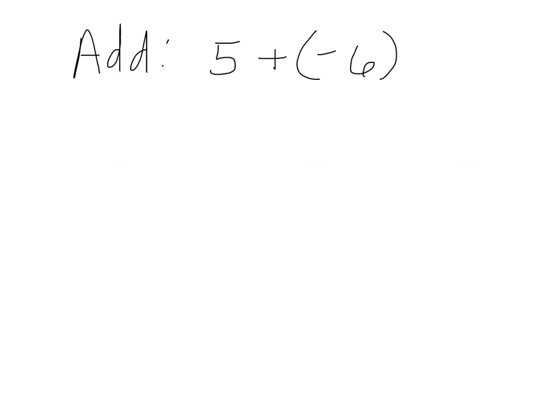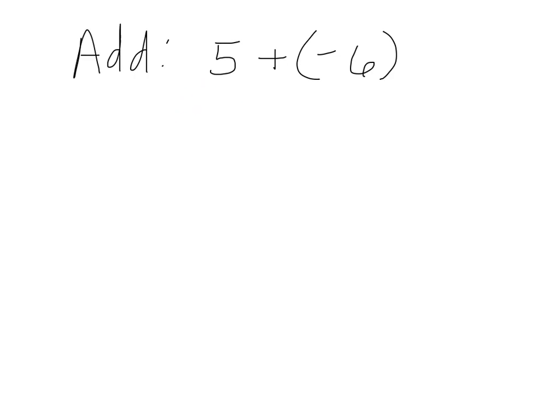Again, next example, add 5 plus negative 6. In front of that 5, we don't see a sign, so we assume it's positive. This sign over here is the negative that belongs to the 6, so the 6 is negative, and then the addition is the operation. This plus sign is the operation.